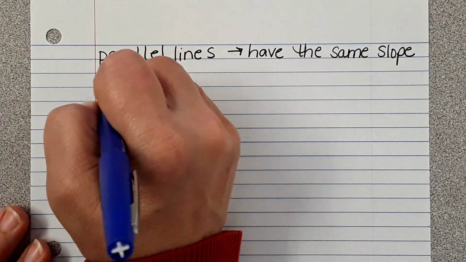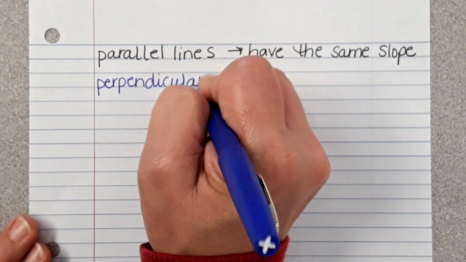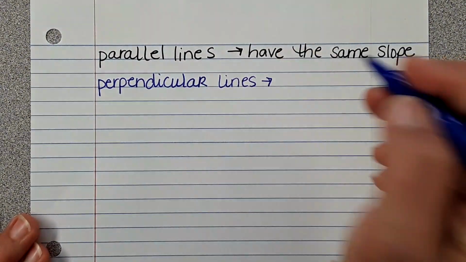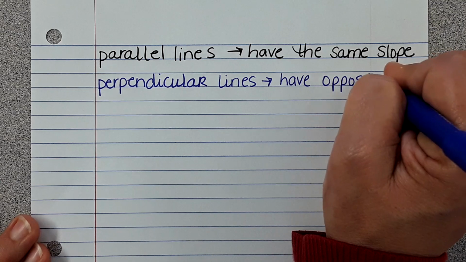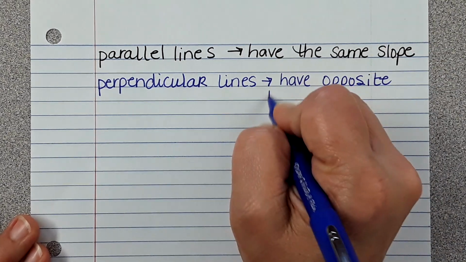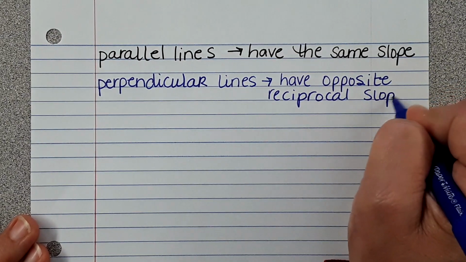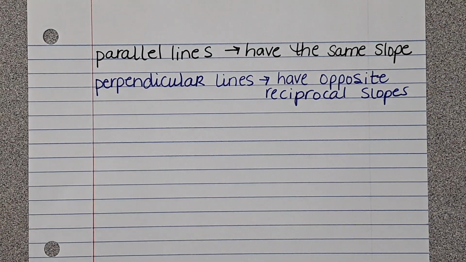If I tell you two lines are perpendicular, you need to know that perpendicular lines have opposite reciprocal slopes. Opposite means one is negative, one is positive. Reciprocal means you're going to flip a fraction upside down. You're going to flip a number upside down. That's what reciprocal means. Opposite means you're going to have one positive and one negative.